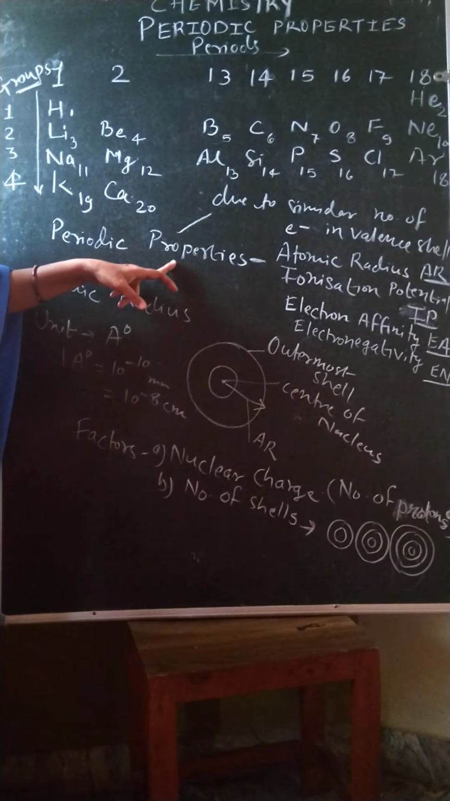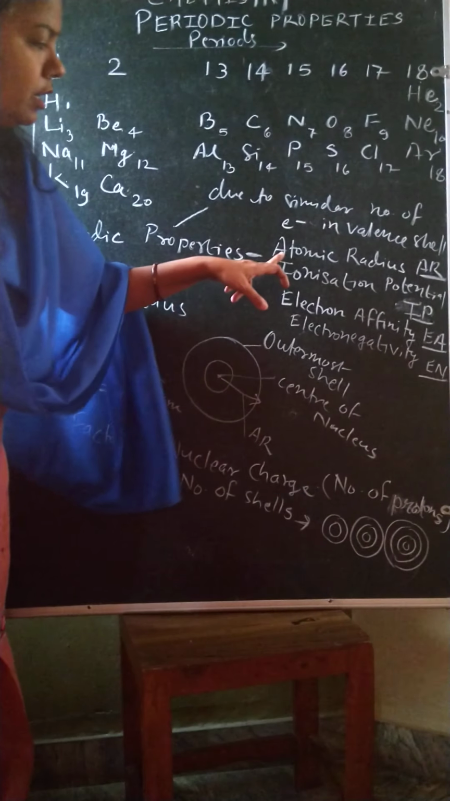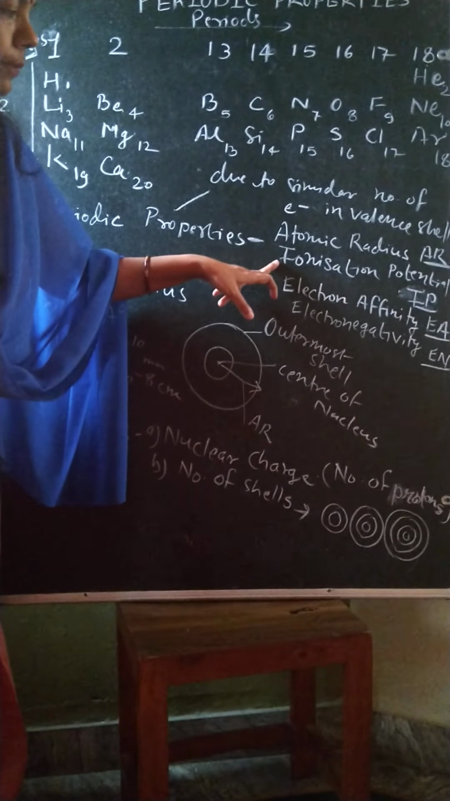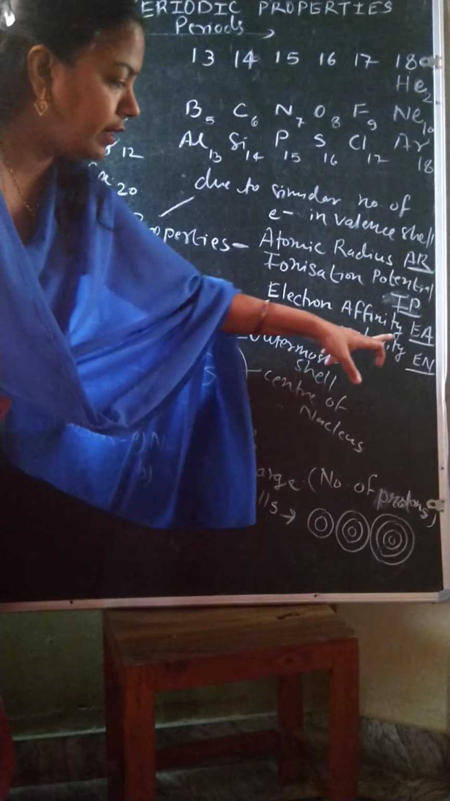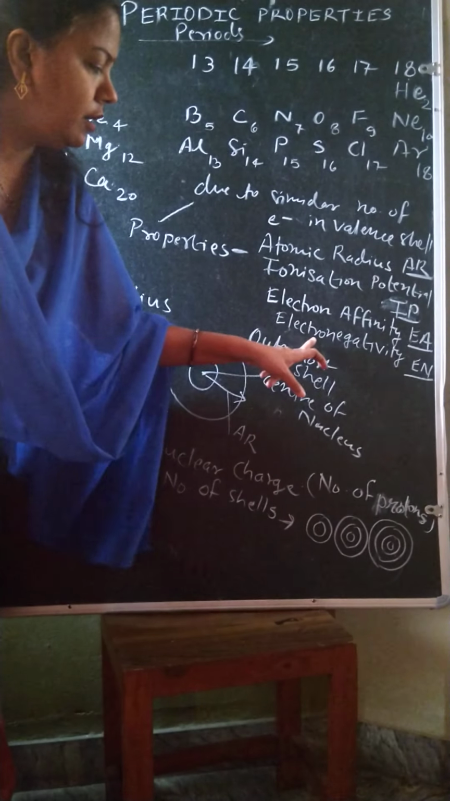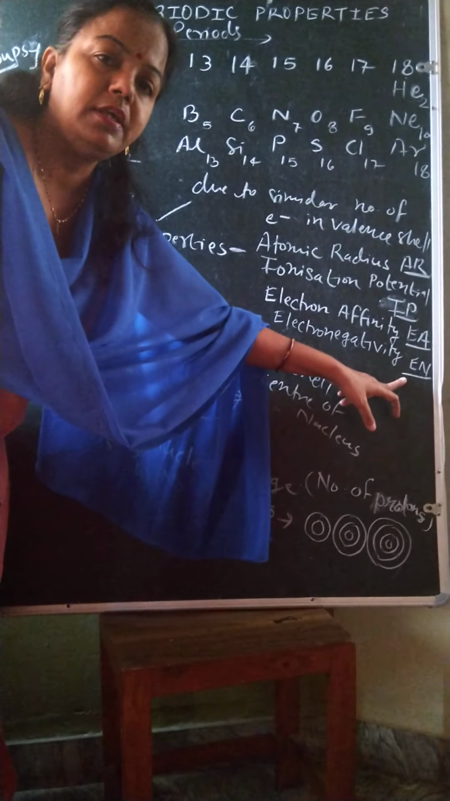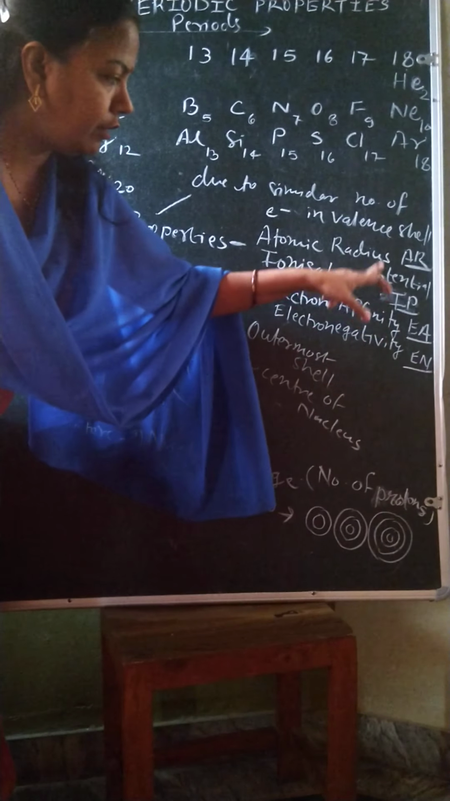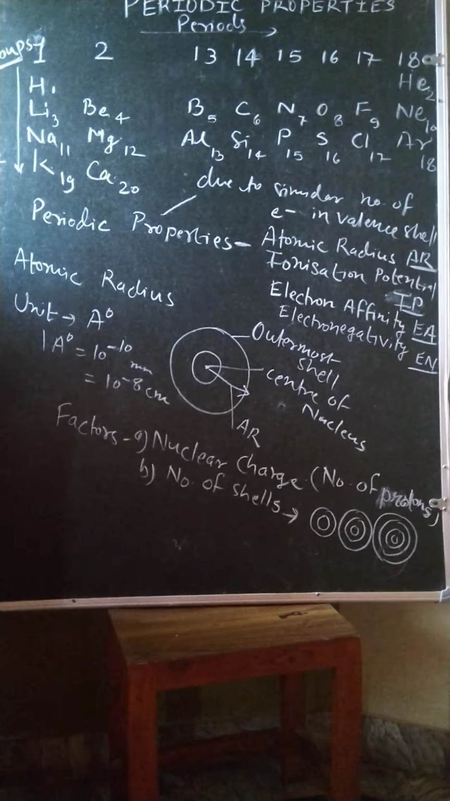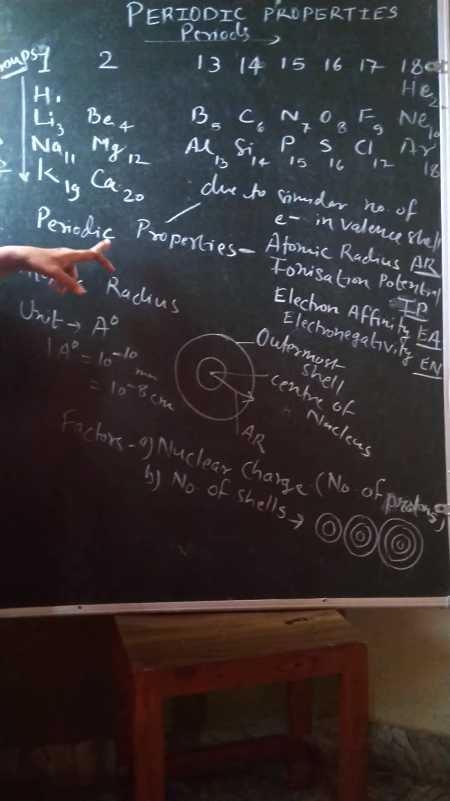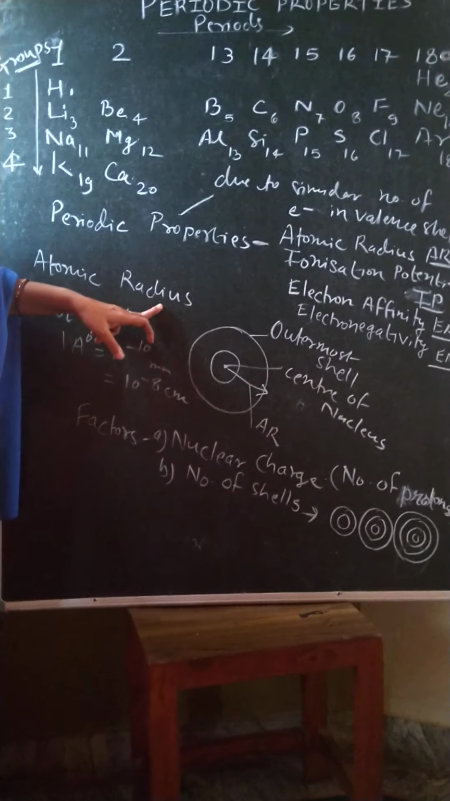Now, how many periodic properties are there? Atomic radius, ionization potential, in short IP, electron affinity, in short EA, and electronegativity, EN. Firstly, I will tell you about these 4 periodic properties. Some more are there, those I will explain afterwards. So, the first periodic property, atomic radius.